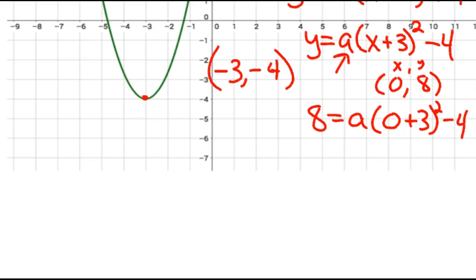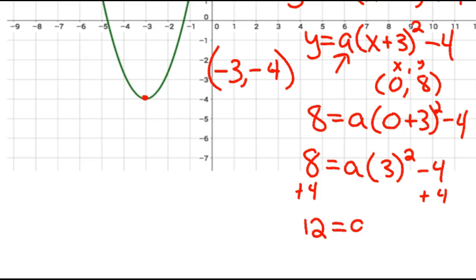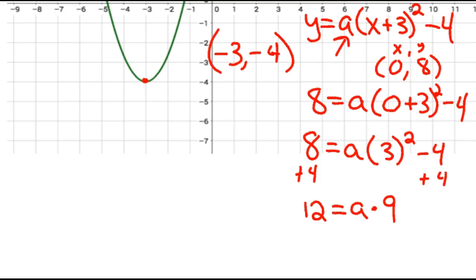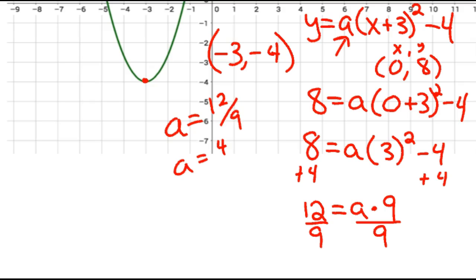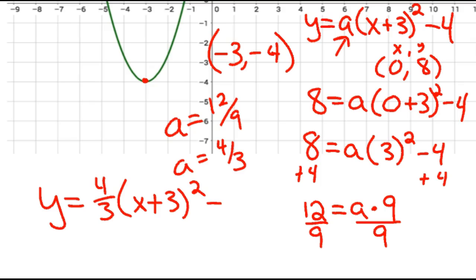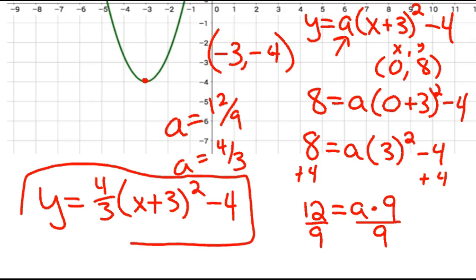Let's go ahead and solve this now. 8 equals A times 3 squared minus 4. You could add 4 to both sides, and so we have 12 equals A times 9. Hopefully I'm not doing anything new here, so I'm going to divide by 9. I know A is 12/9, or if we reduce that, 4/3. So we know the equation of this thing: y equals 4/3 times (x + 3) squared minus 4. That's one way of doing it.